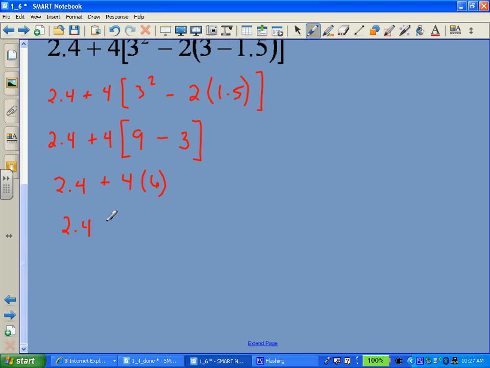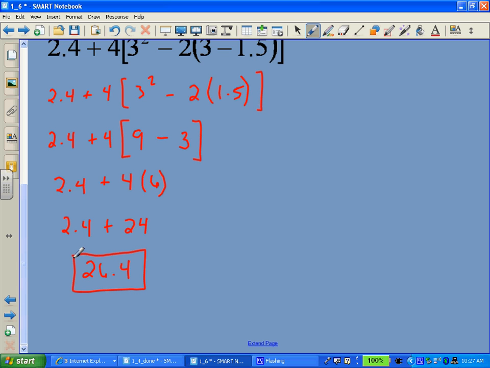So I'm going to do the multiplication first. And again, it's important that I do that. This is one of the mistakes that happens a lot. People like to do 2.4 plus 4, and then they times that by 6. You gotta follow order of operations, so multiply first. So 4 times 6 is 24, plus 2.4, so that's 26.4.